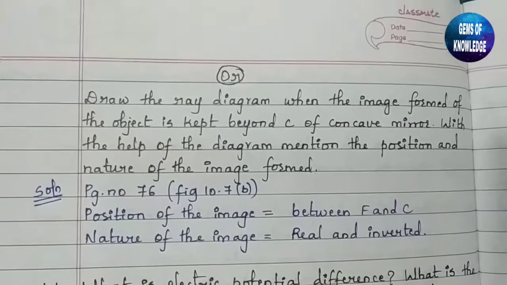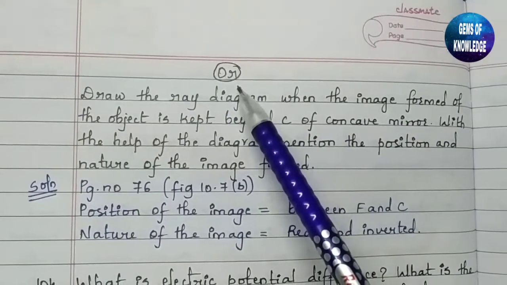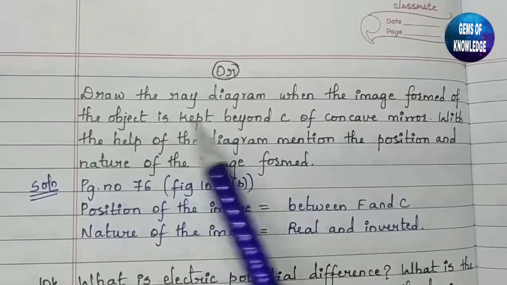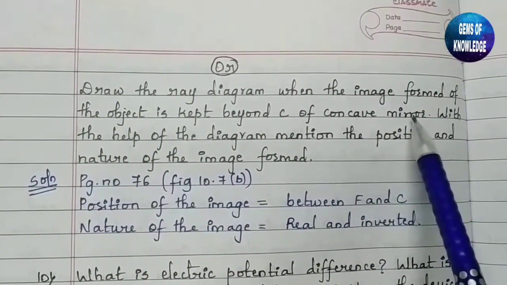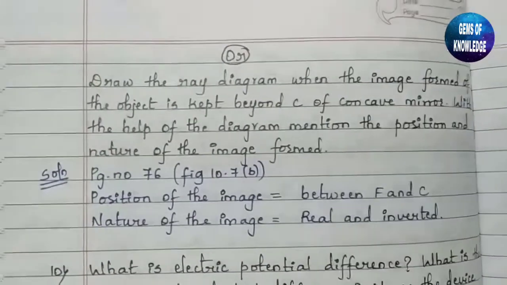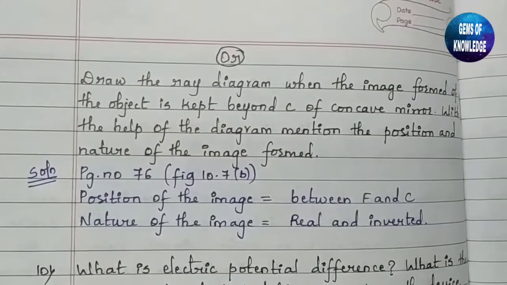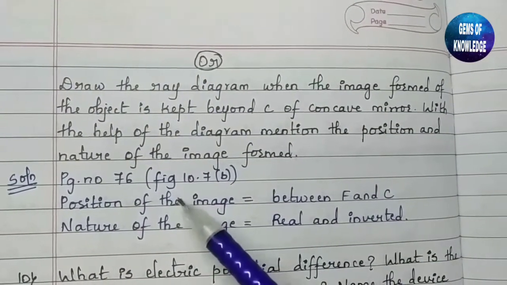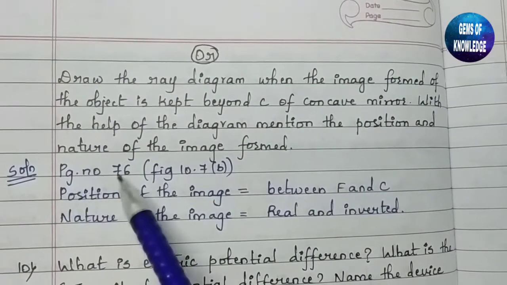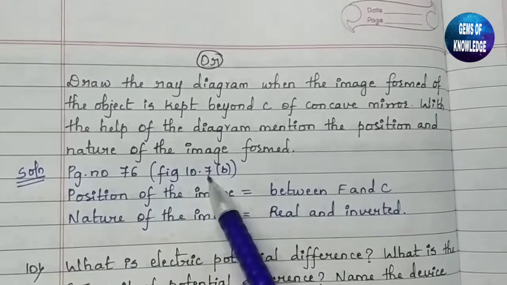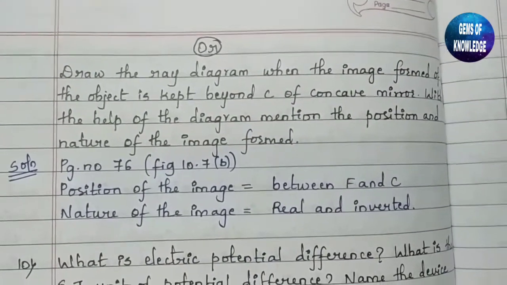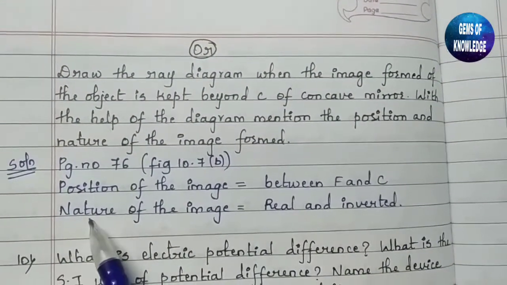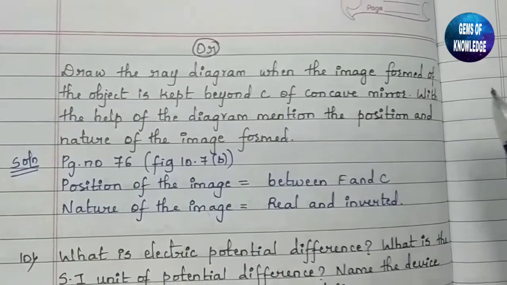Okay, so you can see one more question is linked over here to that 9th question, that is: draw the ray diagram when the object is kept beyond C of a concave mirror. There it was a lens and here it is a mirror. With the help of the diagram, mention the position and nature of the image formed. Same, we need to draw the diagram over here, that is on page number 76, figure 10.7. In that again the B1 figure you need to draw here, and the position of the image is between C and F. Similarly, the nature of the image is real and inverted.